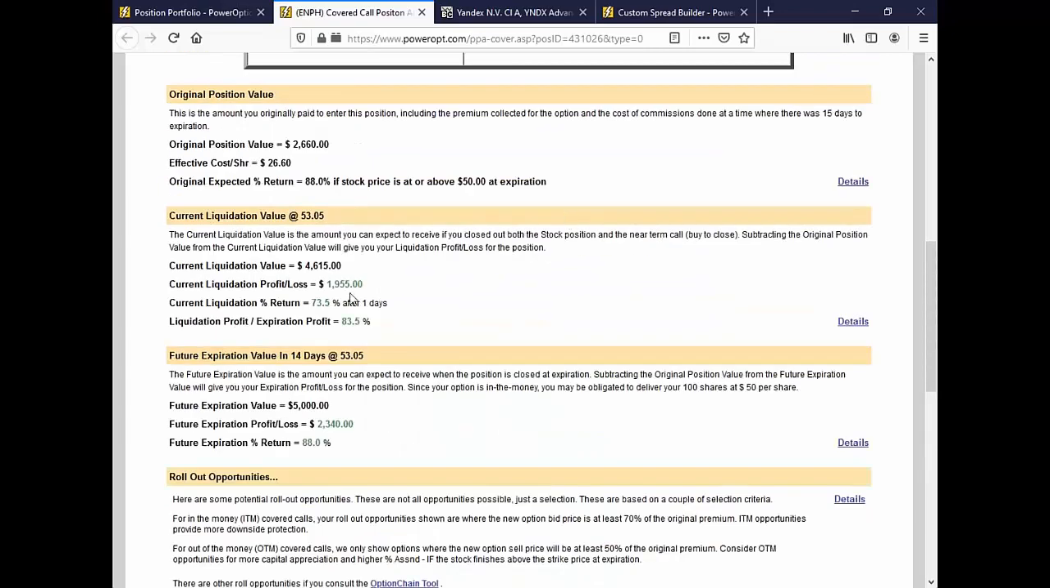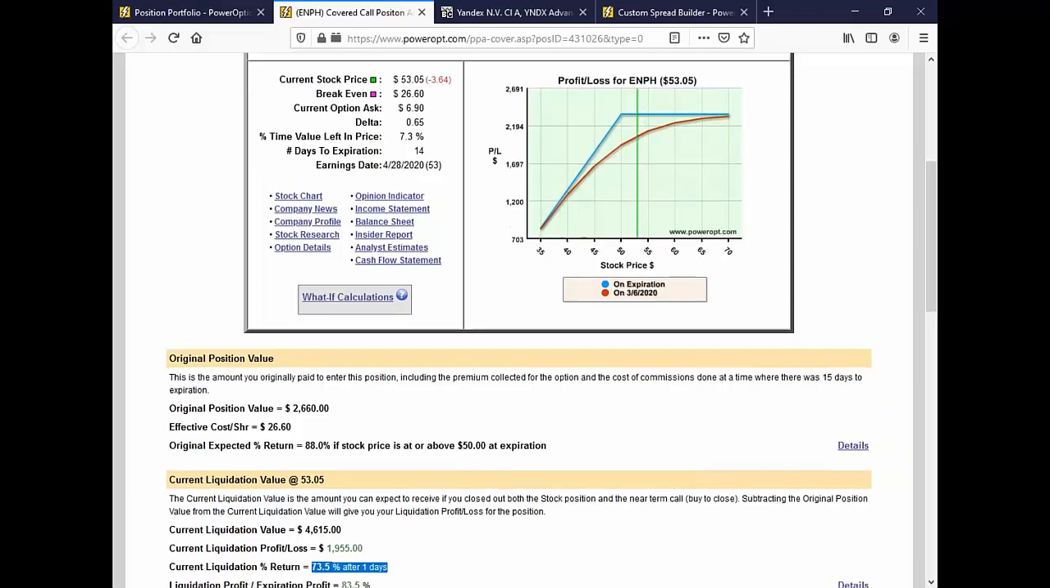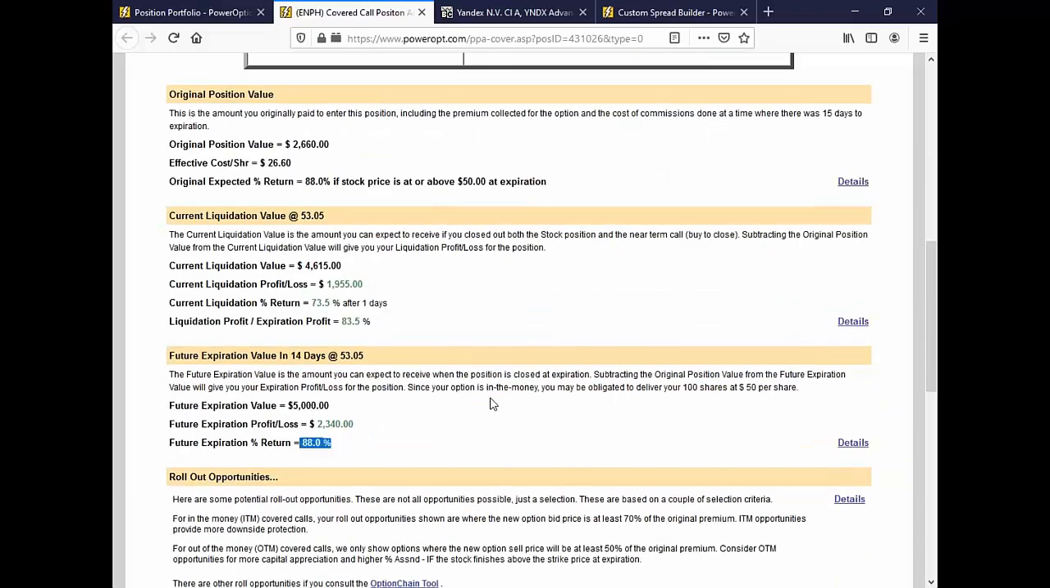But what are you expecting? Right now, you've made 83.5% of the max. You could liquidate the position for a 73.5% return. If you hold it to expiration and the stock stays above 50, you'll make the full expected profit in 14 days of 88%. Original investment of $26.60, and you'd get 50 back for a return of $23.40 in that case. Okay, so that's what's happening now. This is what could happen at expiration.